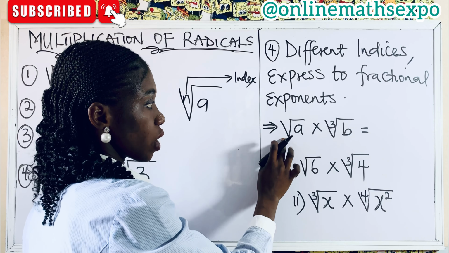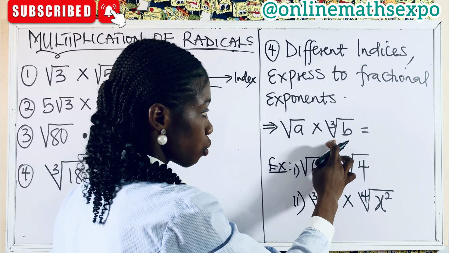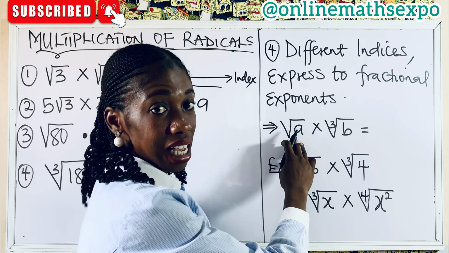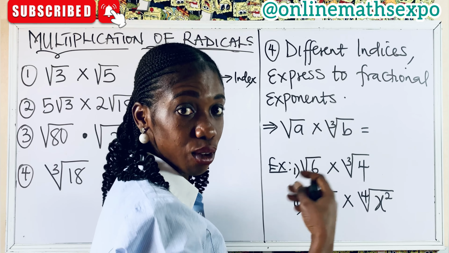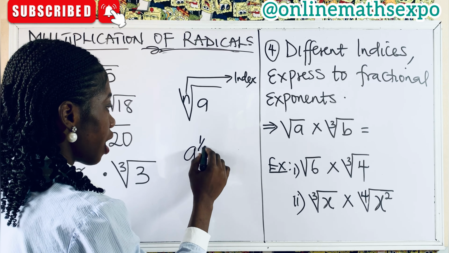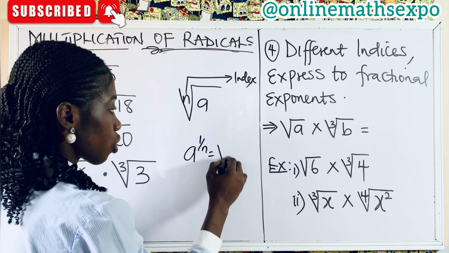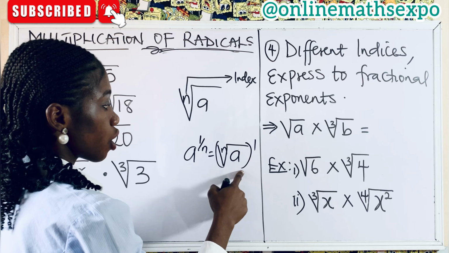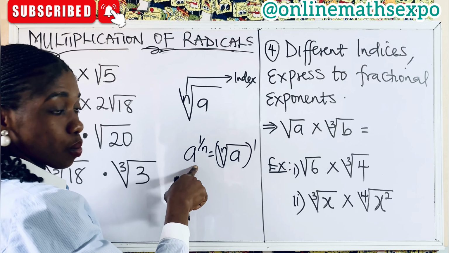Okay, you notice this one is square root and this one is cube root. So what would you do? What you simply do is to express this as an exponent. Just remember your rule of indices, okay? Which says that a to the power of 1 over n: use the denominator to form the root, and raised to the power of 1. So in this case, it means that this can be expressed as this.